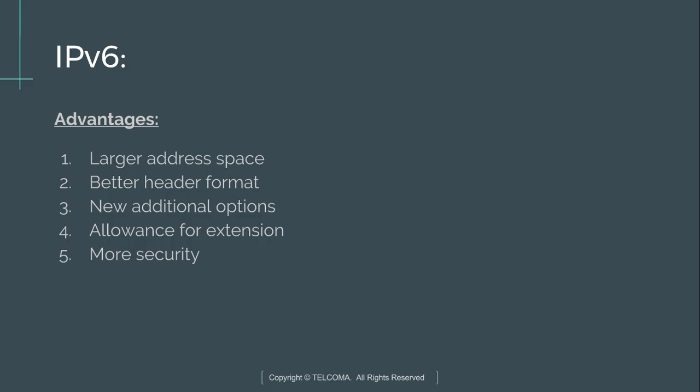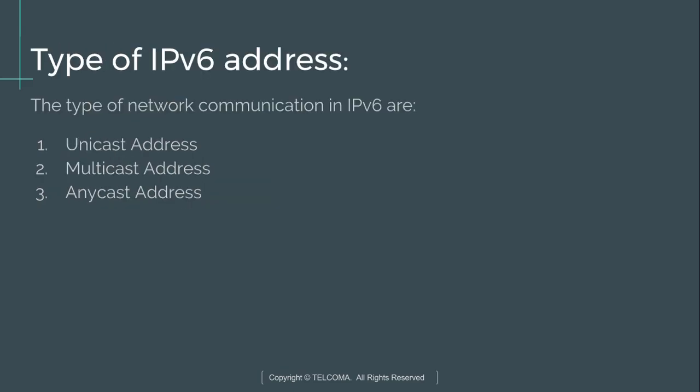It provides a larger address space, as the address is of 128 bit, and it provides a better header format, that is, the complexity of the header is reduced in IPv6, so the IPv6 header becomes better. Next is new additional options like adding extension headers and security to IPv6. It allows for extension, and next is more security for IP addresses. Next is the types of IPv6 addresses. The types of network communication in IPv6 are unicast addressing, multicast addressing, and anycast addressing.